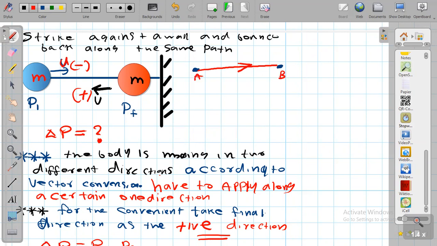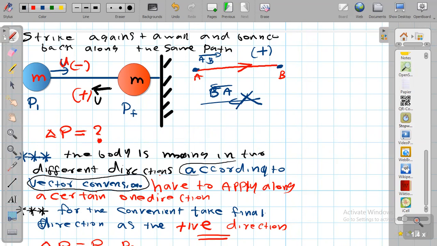A to B. But if you choose this one as the positive direction, you can never turn back. This is from A to B. Now you are going to come back from B to A, like this. Can you do it like this? No, you can't. It is forbidden. According to what? This vector convention, it is forbidden.